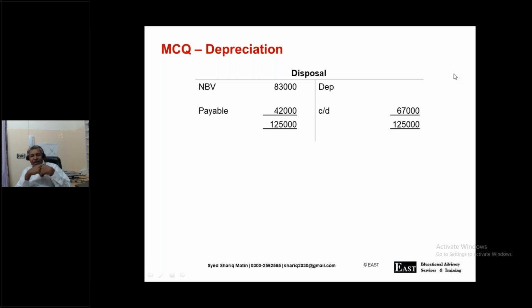Altogether it should be at the end 125,000. Right now it is not 125,000, it should be 125,000 if there is no depreciation and no disposal. So there is no information about disposal. Let's talk about depreciation. It's not 125, rather the closing balance is 67. So the amount of depreciation is the missing amount, which is 58,000.